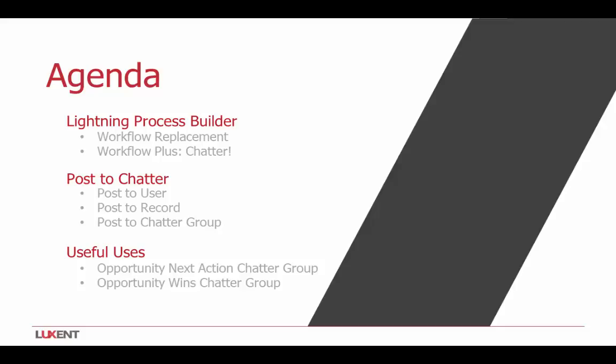It can post to Chatter, so it can post to a user record. You can set it up to post to a particular record. You can also set it up to post to a Chatter group. A pretty useful thing you could do here would be to create a next action Chatter group, and whenever an opportunity's next action changes, it would automatically post to that group. So rather than go through individual opportunities to see what's going on with them, you can have your users just join a group and see the next actions.